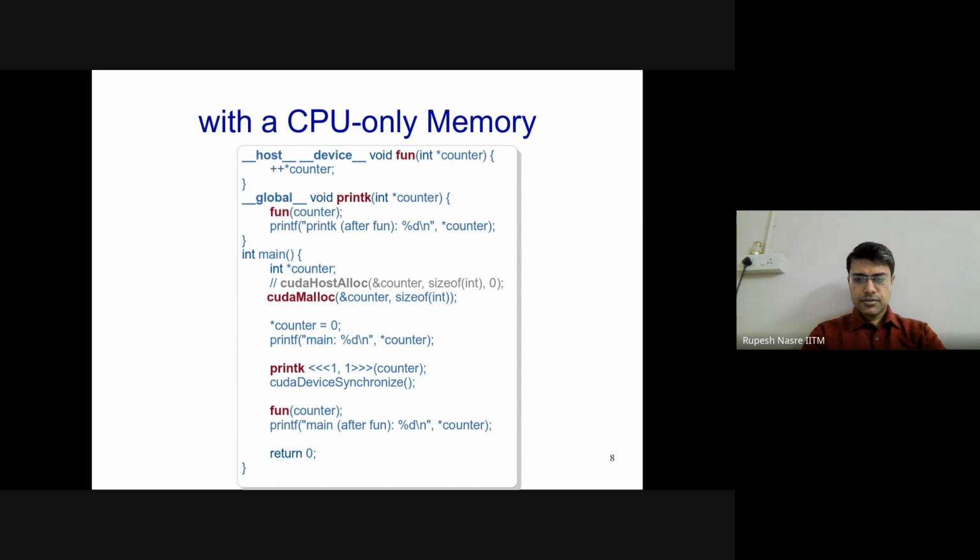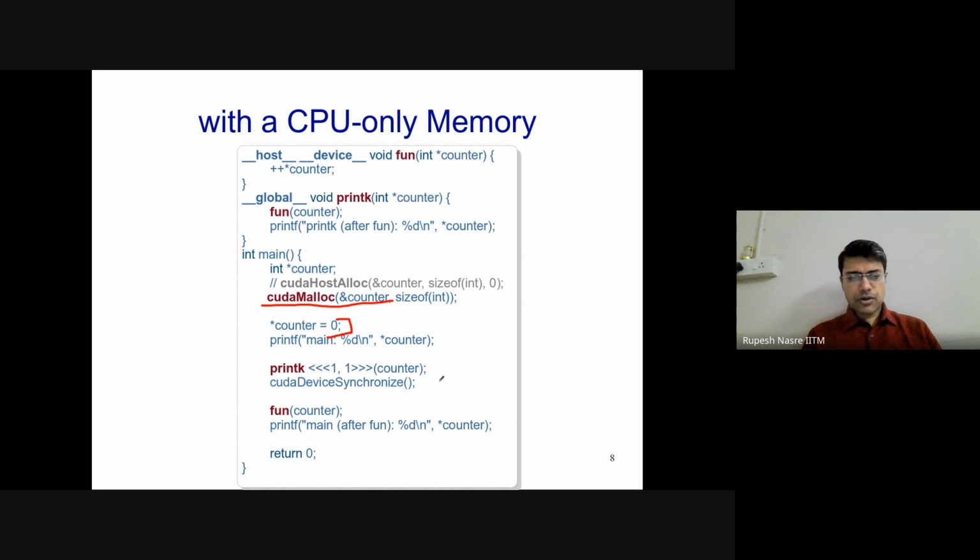Any suggestions? Okay, Sandeep is correct again, that star counter equal to 0 is going to cause an issue because we are saying that this is CUDA malloc memory, which is accessible only on the device. So star counter equal to 0 is wrong in this case. Although the rest of the code might still be okay.